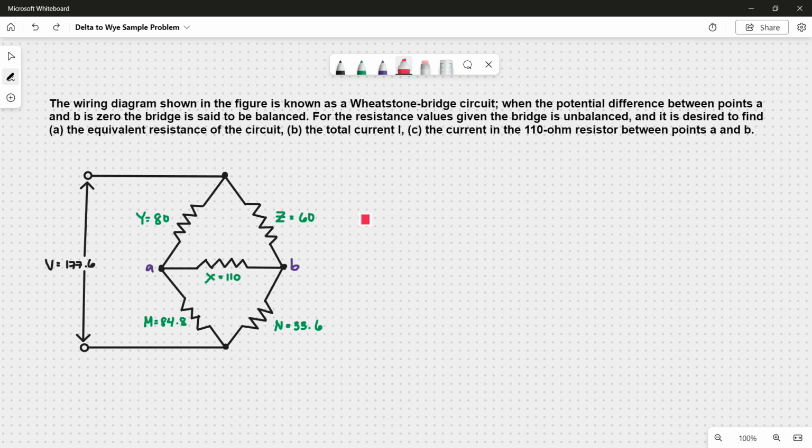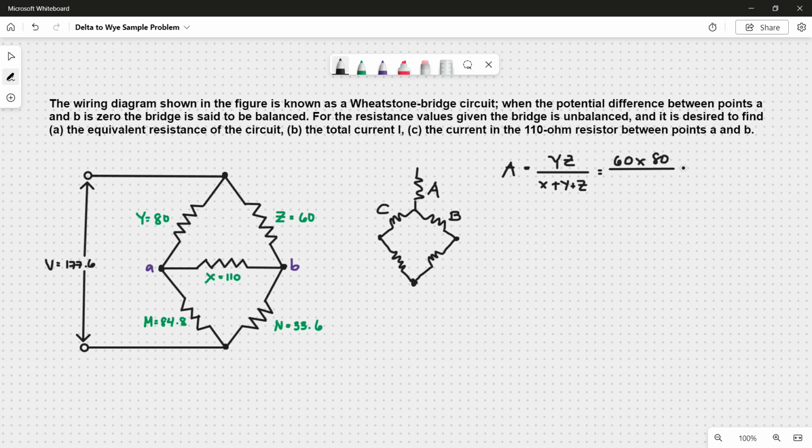The equivalent resistance will be found by first transforming the delta-connected resistances X, Y, and Z into an equivalent star, and it will be represented by A, B, and C. The equivalent values of resistance may be readily computed by equation A, YZ divided by X plus Y plus Z. So that's 60 times 80 divided by 250, equal to 19.2 ohms.